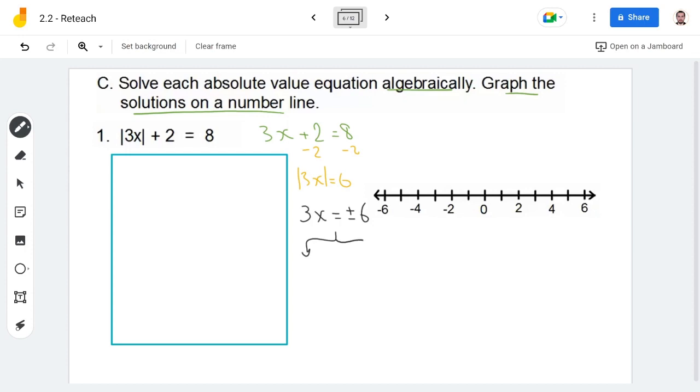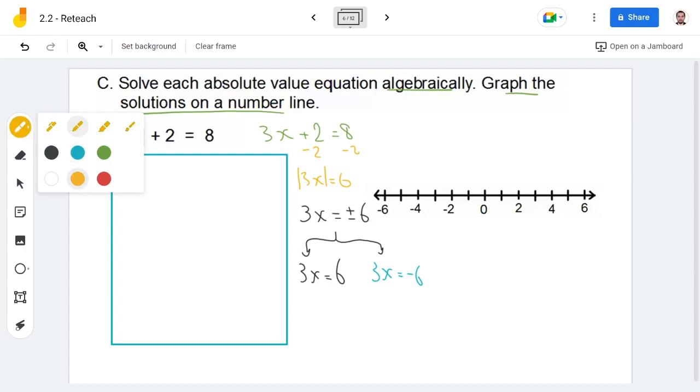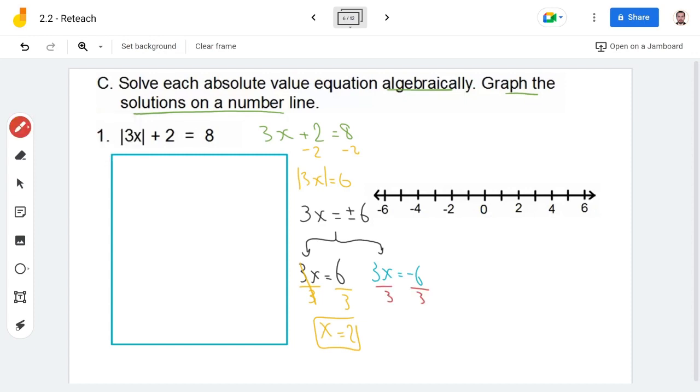If I need to do it in two ways, it will be 3x equals positive 6 and 3x equals minus 6. So as you can see here, 3x equals 6 and 3x equals minus 6. Now let's start solving them. We can solve them by dividing by 3. So first x is equal to 2, and the second x, if we divide by 3, x is equal to negative 2. So now I have two answers, which are 2 and negative 2.